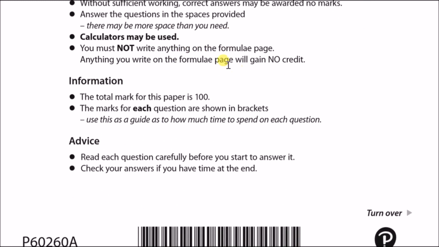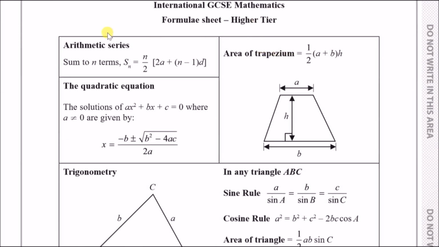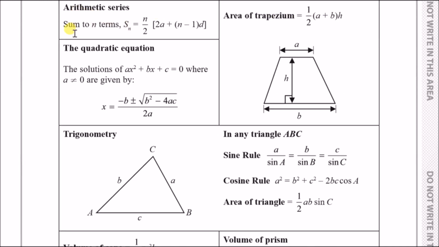Now I'm gonna go straight into this, yeah? So since the paper's out of 100, every 25 marks should be done in about 25 minutes. With me, I'm gonna try and do it in 15. So let's have a look. As always, you get the formula sheet, you get the arithmetic series formula.